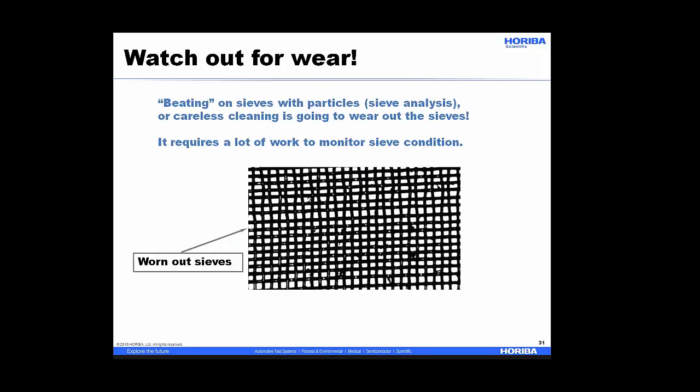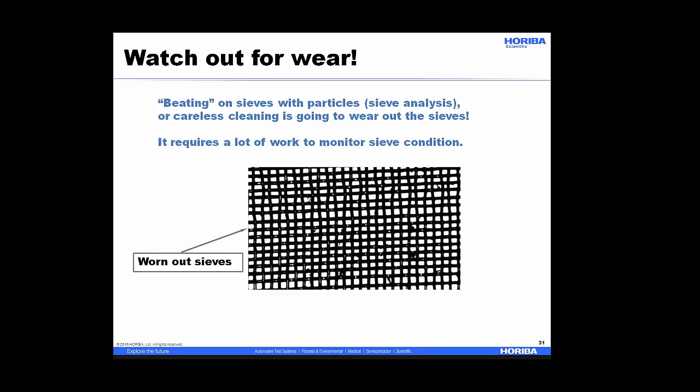Now, you are beating your sieves with particles during sieve analysis. So if you take the example of sand, and if you put your car in a box with sand and start shaking the sand over your car, you will take your car out and find out you have no paint job left. That's roughly what's happening to your sieves every time you do a sieving.